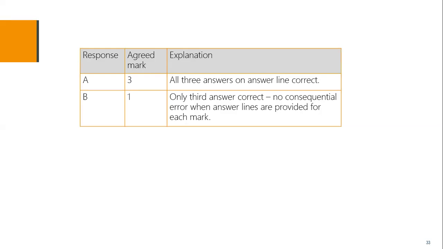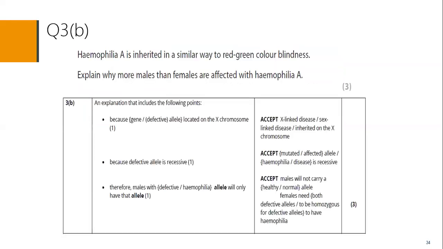Now we're going to look at a slightly more complex question. It's an explain question. It's using information they've learned about red-green colour blindness to apply it to haemophilia A. Candidates often struggle to express complex biological ideas. The additional guidance column gives an indication of what is considered reasonable to accept in candidates' responses.